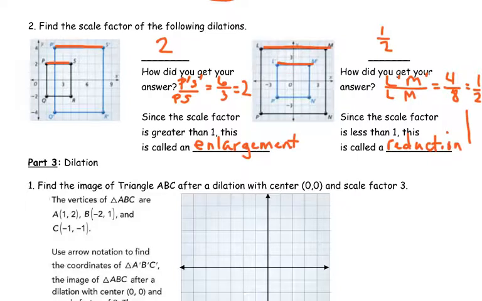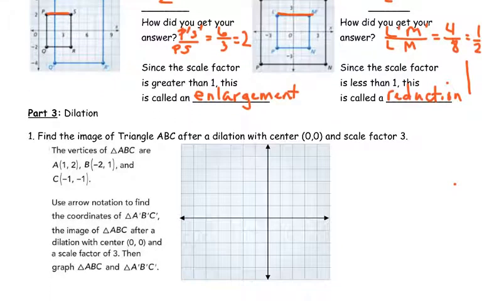So you can see that an enlargement makes the image bigger and a reduction makes the image smaller. It makes sense. All right, let's move on to part 3.